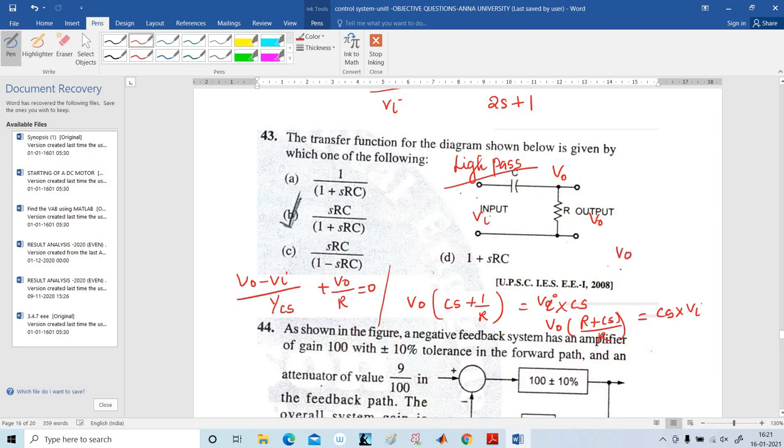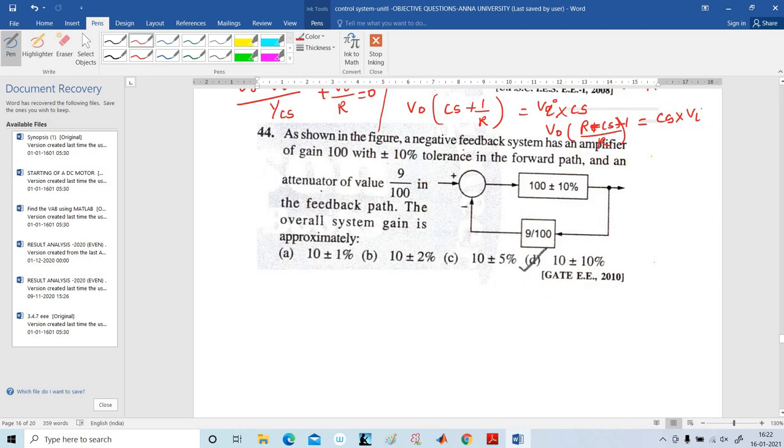Now what is V naught by Vi? That is equal to, cross multiply, RCs divided by R plus RCs, divided by 1 plus... V naught into RCs plus 1. So 1 plus RCs is the correct answer.